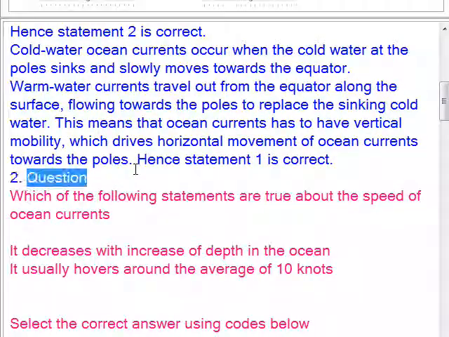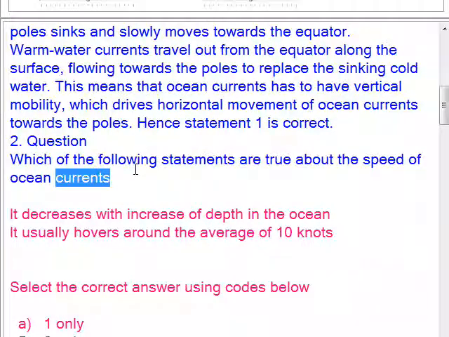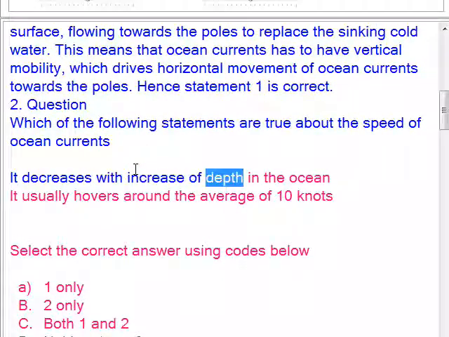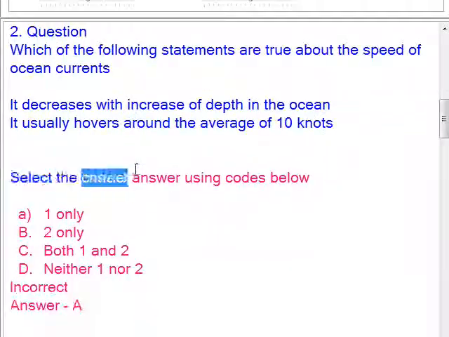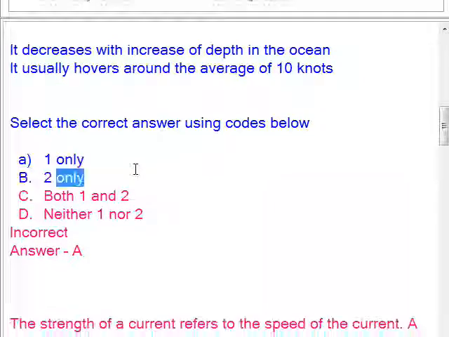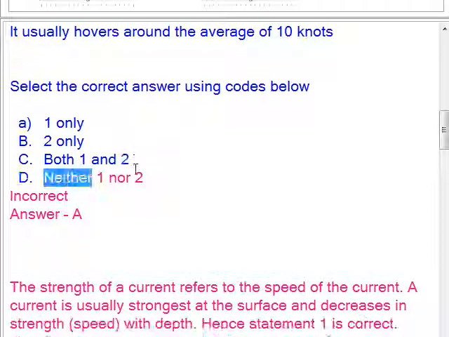2. Question: which of the following statements are true about the speed of ocean currents? 1. It decreases with increase of depth in the ocean. 2. It usually hovers around the average of 10 knots. Select the correct answer using codes below. A, 1 only. B, 2 only. C, both 1 and 2. D, neither 1 nor 2.